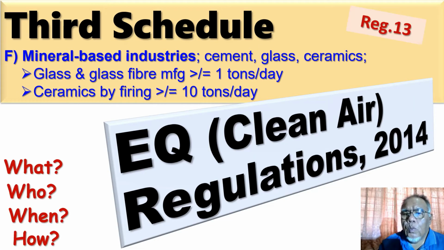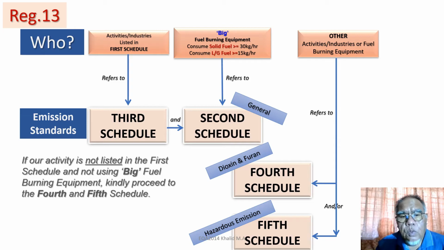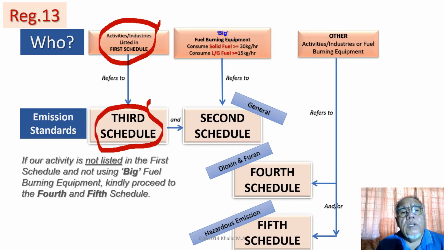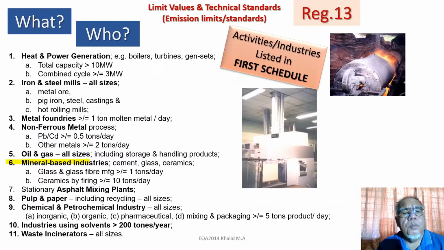Assalamu alaikum. We are discussing the emissions standard of industries listed in the first schedule. I am honored to be here, and a recap for some of you who might have just popped into this video. This is what I call the Google map for the environmental quality clean air regulation. We are here. All industries in the first schedule shall refer to emission standard in the third schedule.